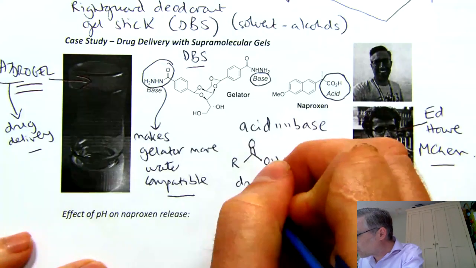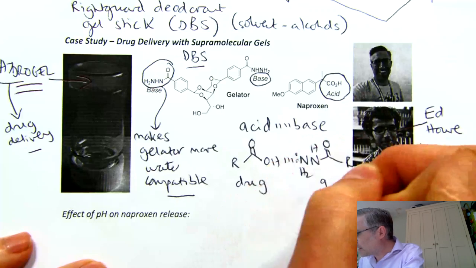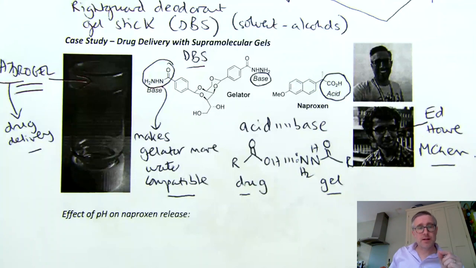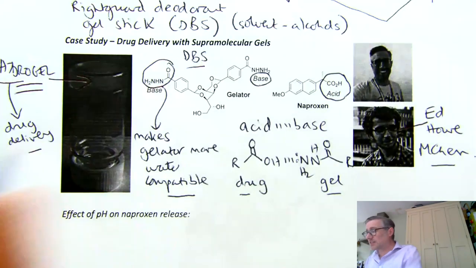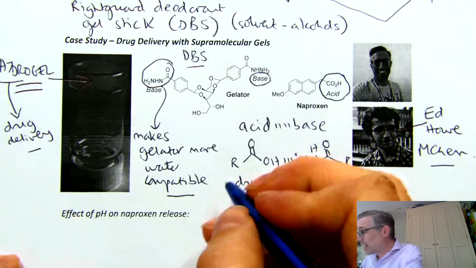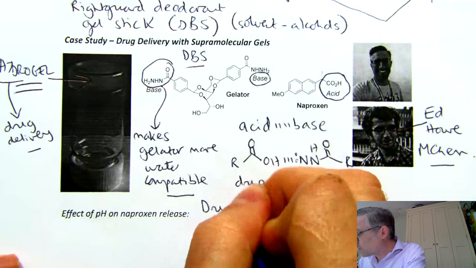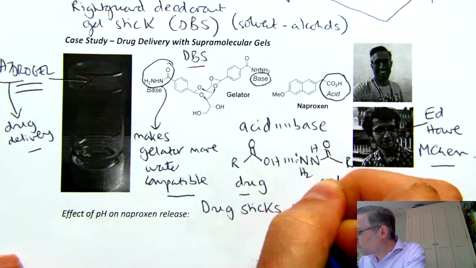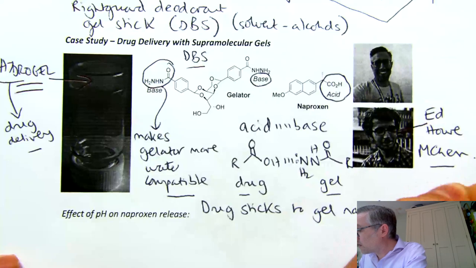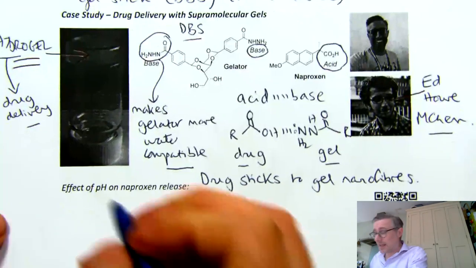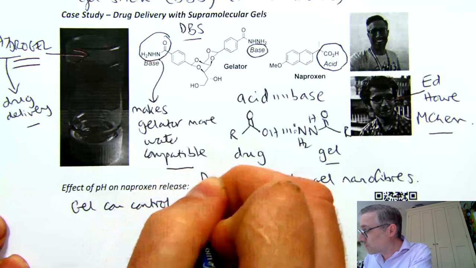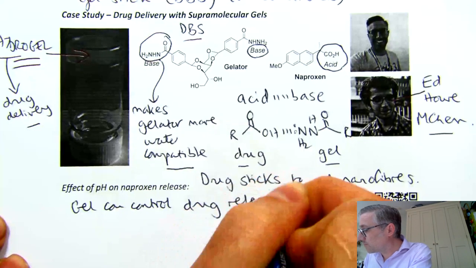So we have the drug interacting with the gel. If we mix naproxen into the gel, it intimately mixes and it goes and sticks to the gel nanofibers. The drug sticks to gel nanofibers. And the really important thing is that the gel can control drug release.